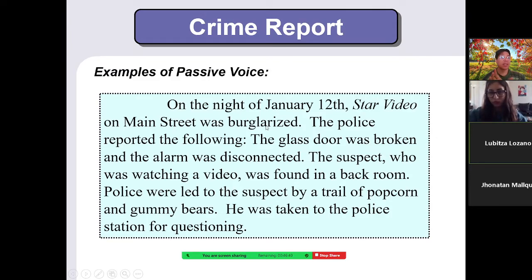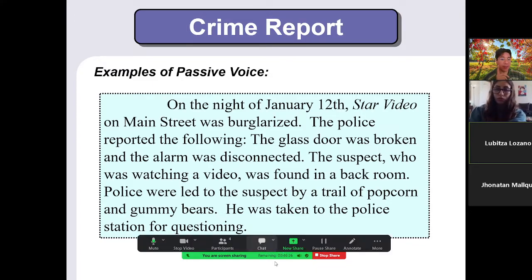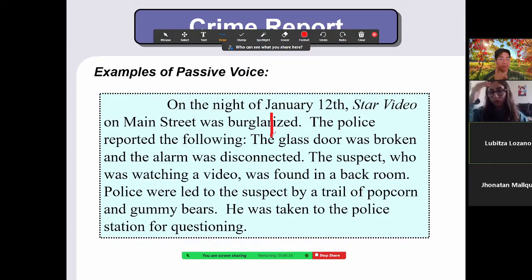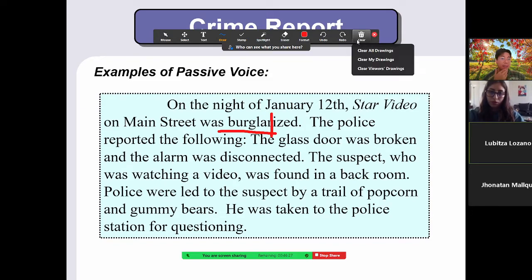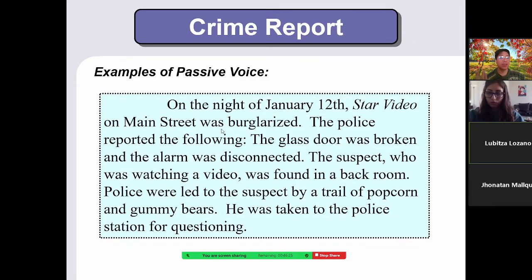Okay, burglar. Burglar means robar. Burglar, the verb, like this. But when you say burglarize, means robado, this is the passive, okay? The police reported the following.